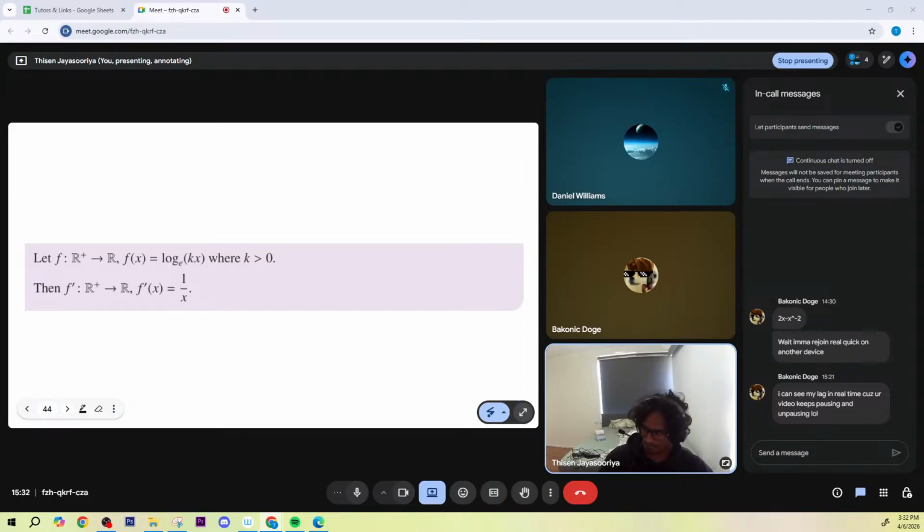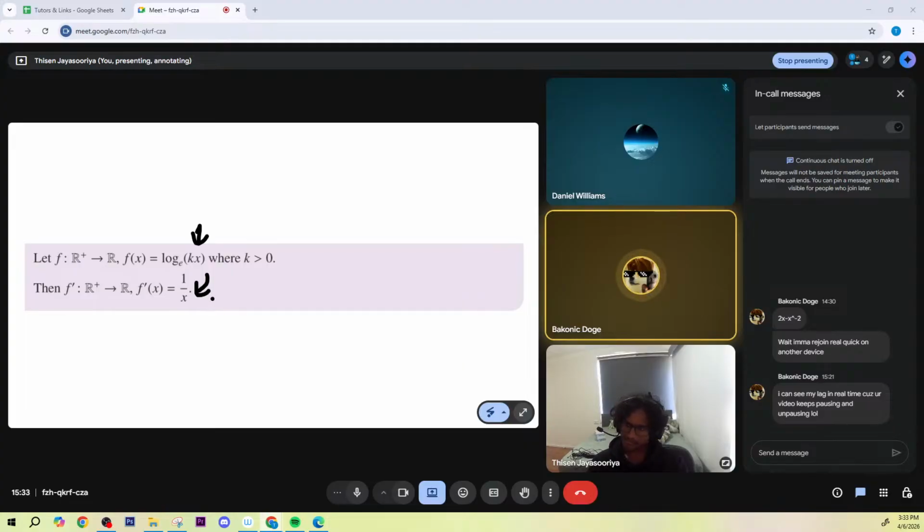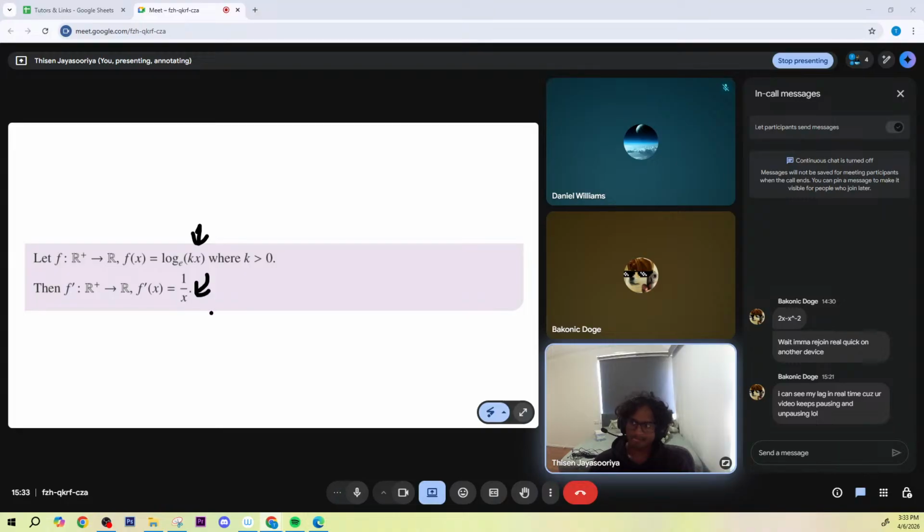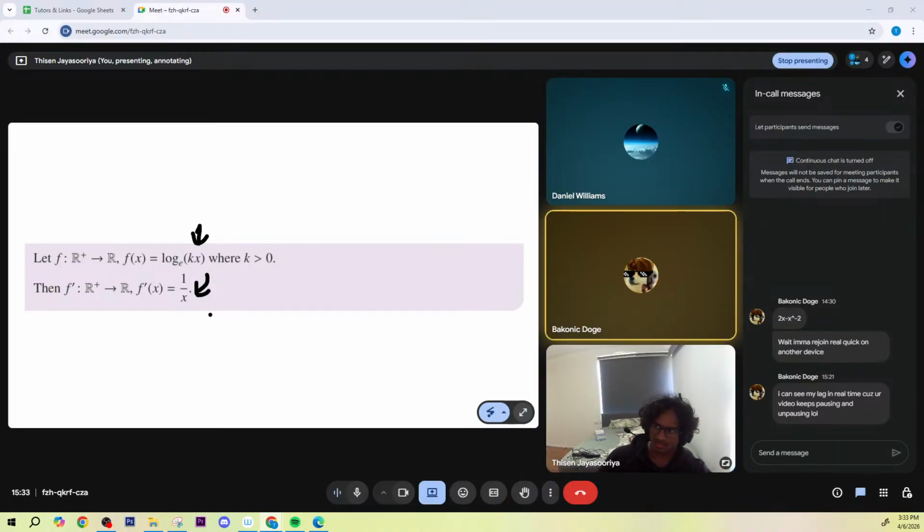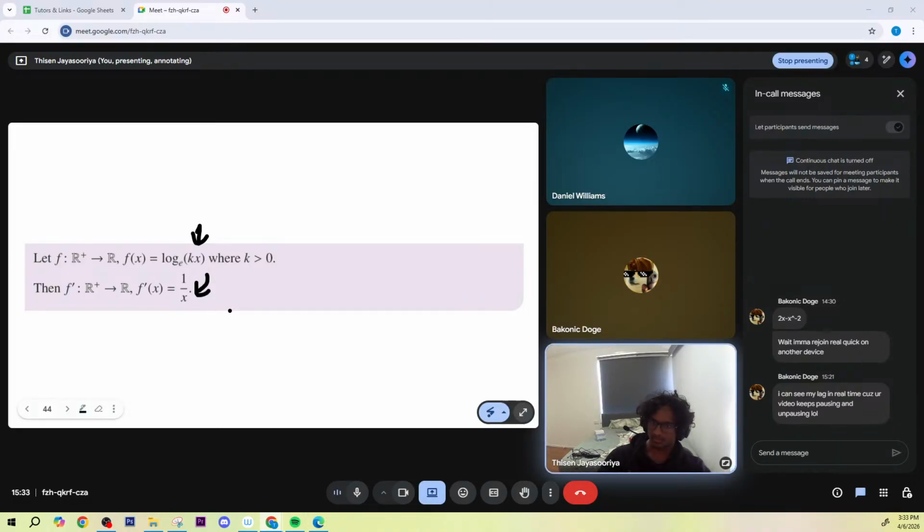So, the derivative of ln, right? The derivative of ln is just 1 over x, yeah? This one is on your formula sheet, actually. Does that make sense? So k doesn't matter as long as it's over 0. Okay. What about you, Daniel? Does that make sense for you?